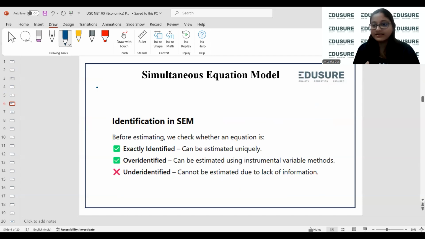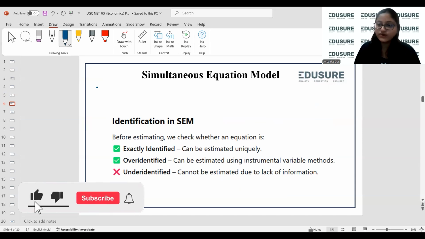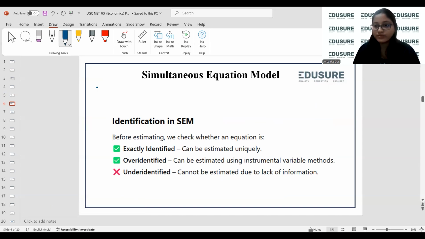In order to handle this identification problem, you have two methods. One is the order condition, another is the rank condition. Now, the rank condition, I have never seen them give it in the exam. If you want, you can take a look at that. But in this video, I'll be touching upon the order condition, which is more important and more probable that it might come in your exam. But I'm not saying don't look at the rank condition. Please revise it also.